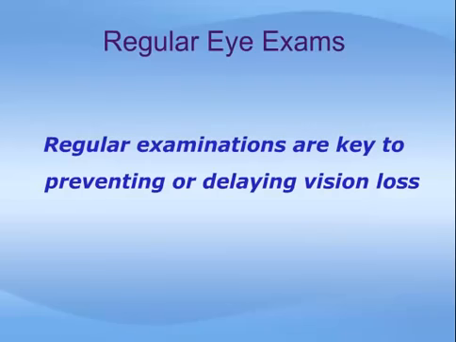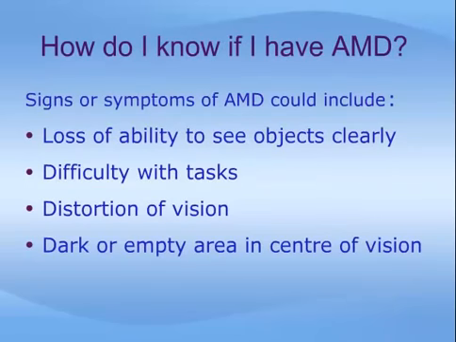It cannot be emphasized enough that the signs of AMD might go unnoticed for quite some time, and early detection is critical for preventing or delaying vision loss. With a comprehensive eye exam, your eye doctor can diagnose AMD early, long before any vision loss occurs. Signs of AMD could include losing the ability to see objects clearly, having difficulty with tasks that require detailed vision, noticing distorted vision, where straight lines seem wavy or bent, or possibly seeing a dark or empty area in the center of vision.